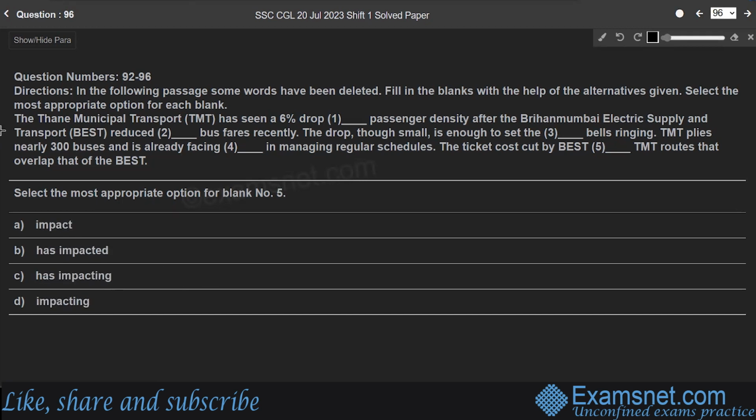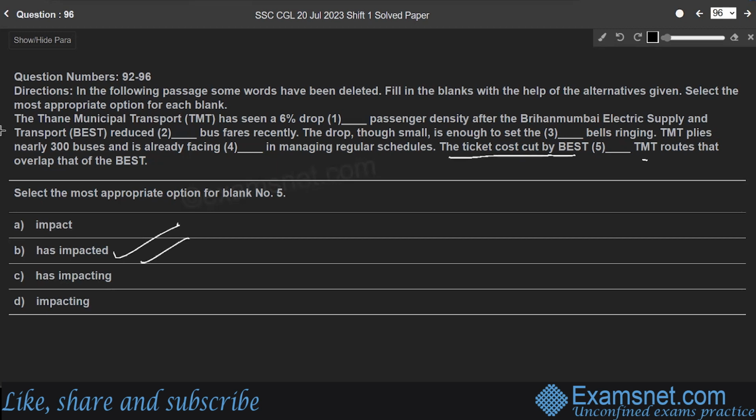So moving further, question 96. The ticket cost cut by BEST has impacted the TMT routes that overlap that of BEST, right? The given sentence is about the overlap of the BEST and the TMT buses and how the decreasing BEST ticket fare has had an impact on the other, right? Therefore, ticket cost cut by BEST has impacted would be correct. Option B is the right answer, right?